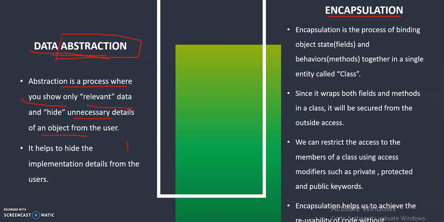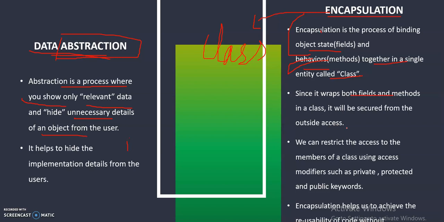Encapsulation is the process of binding the object state and behaviors together in a single unit, that is called a class. An example of encapsulation is a class. In OOP we use classes to encapsulate both the object and its behavior. Behavior means methods and functions. Since it wraps both the fields and methods in a class, it will be secured from outside access.